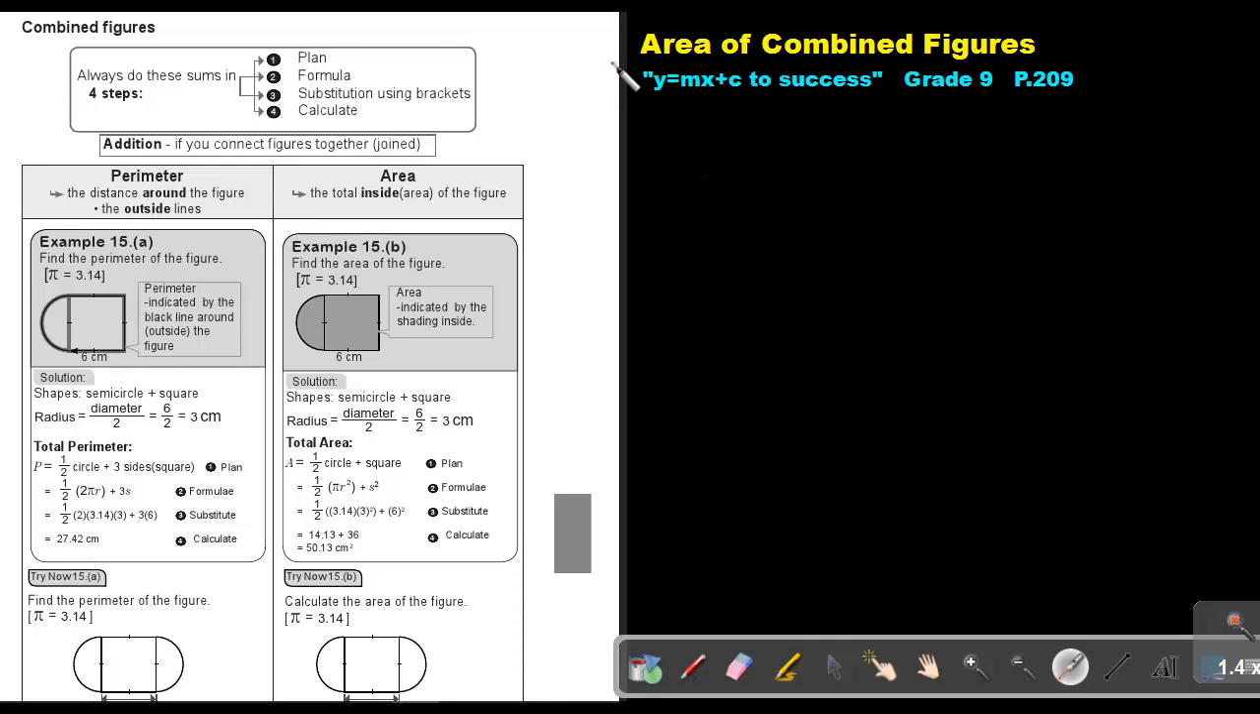Part 12, Area of Combined Figures. You will find this on page 209 in the Namibian Mathematics Grade 9 textbook.